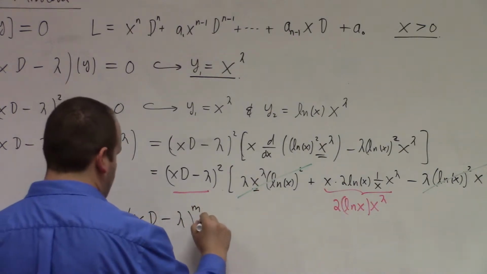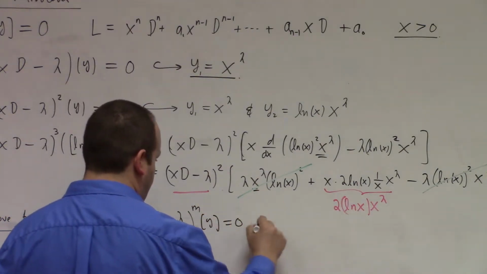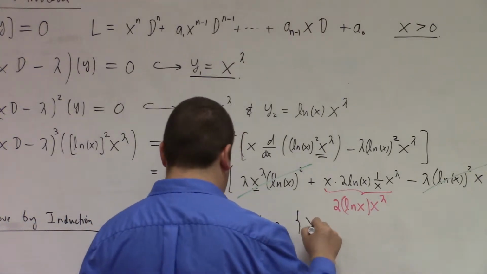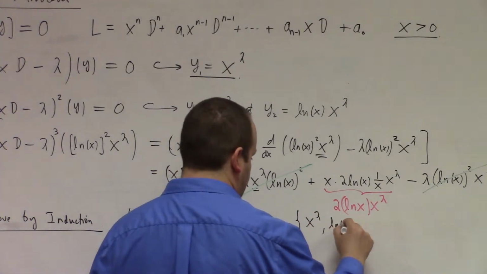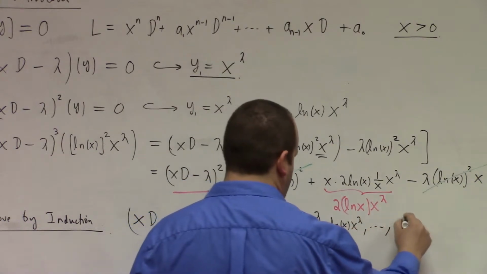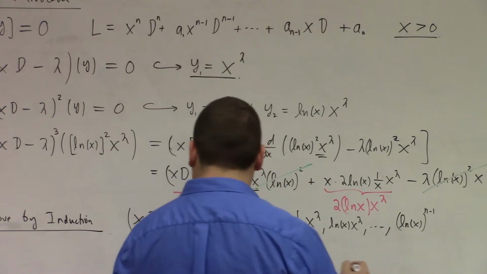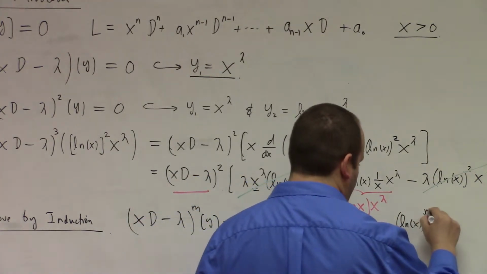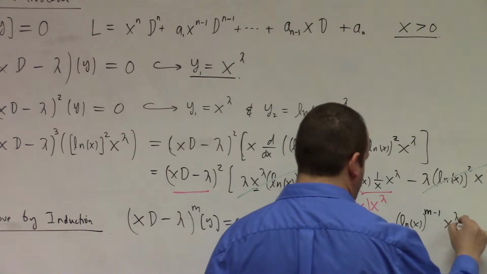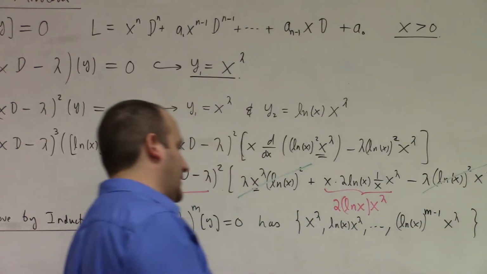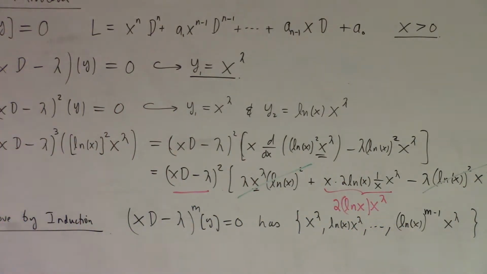m-fold times acting on y equal to 0 has solution set x to the lambda, natural log of x times x to the lambda, natural log of x to the n minus 1th power, m minus 1 x to the lambda power. And I do believe those are linearly independent solutions. Voila, fundamental solution set. Well, for this special case of the Cauchy Euler problem, right?